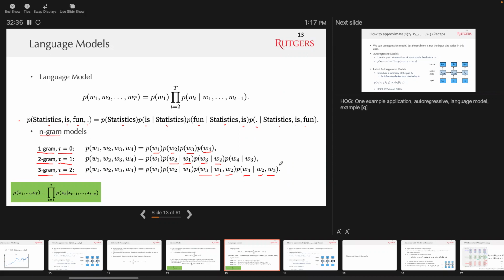Any questions so far? Good question. That depends on how much data you have. If you have a 3-gram model, that means your model is more complicated. Assuming you have enough data, then yes, it's going to be better. But if you don't have enough data, then you're going to overfit, and the model is going to be worse than the previous one. Yeah, good question. Any more questions?